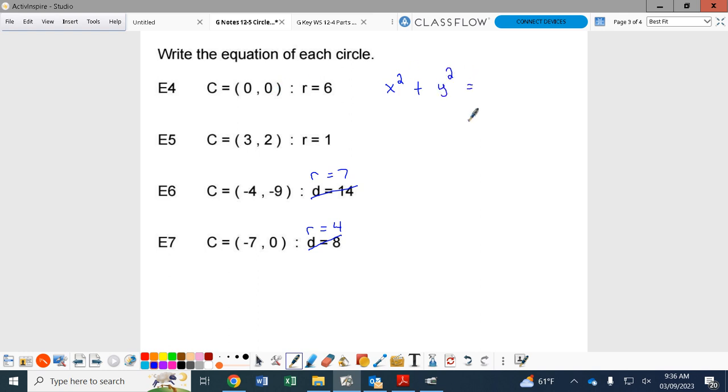And what's it going to be equal to? It's not equal to 6. What's it equal to? 36. You got to square that number. Whatever this number is, you square it. Whatever that radius is, you square it.